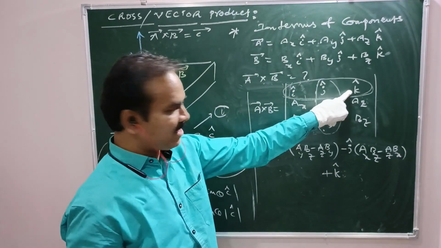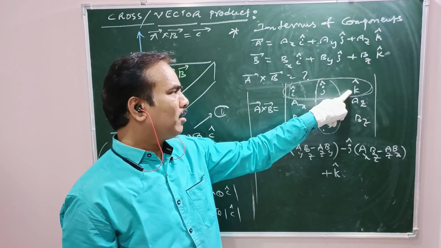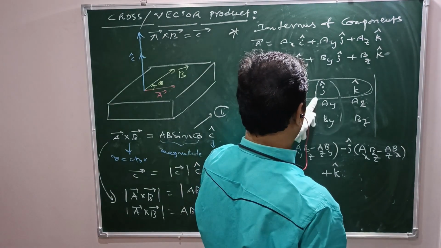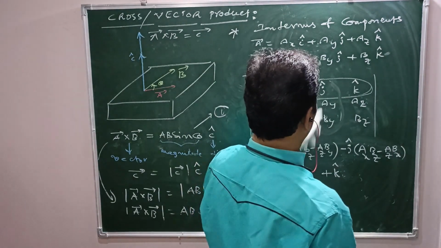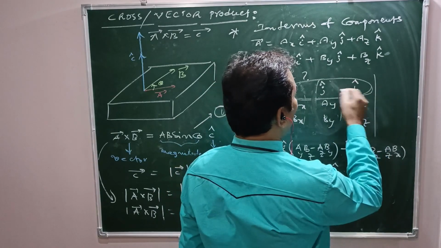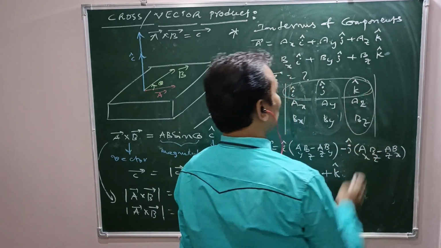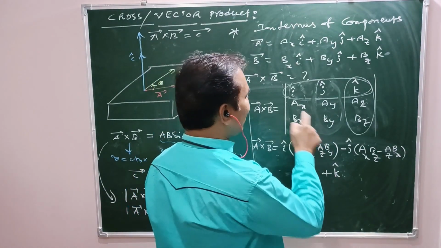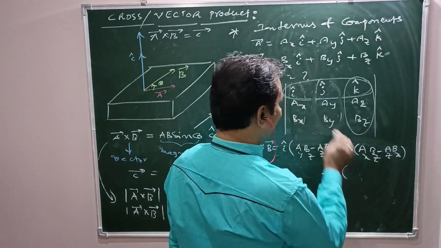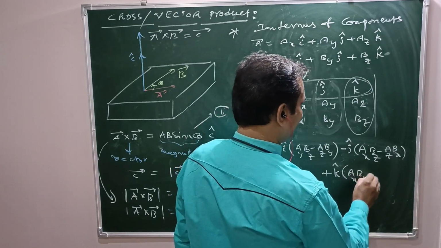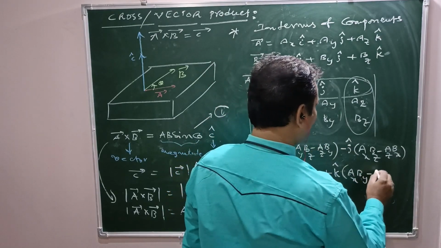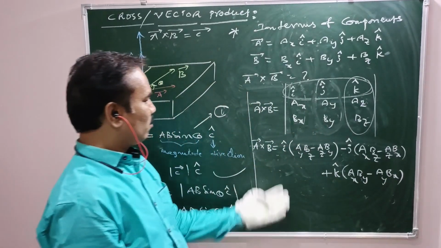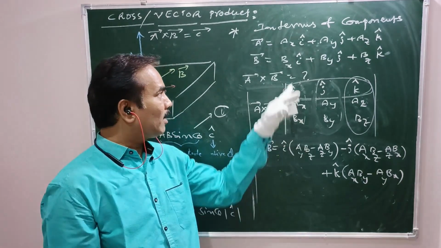Now this time K cap is somewhere here. Again exclude the row and column connecting K cap. See this column and this row. Exclude these two. We are left with A, B, C, D. Now AD minus BC. So plus K cap into AD minus BC, that is AX, BY minus AY, BX. That's all. Okay. So this is the cross product of the given two vectors.